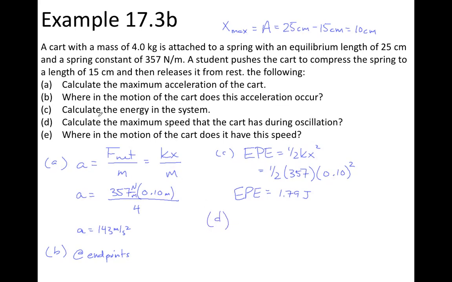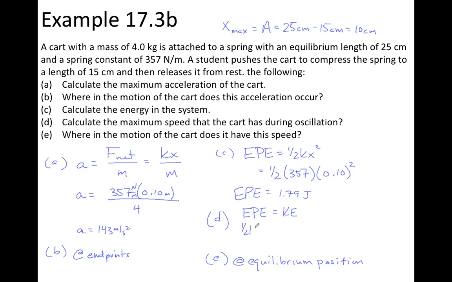Part D wants us to find the maximum speed of the cart. That's going to happen at its equilibrium position. At the equilibrium position, all of that elastic potential energy that is stored up in the spring at the endpoints gets converted into kinetic energy.